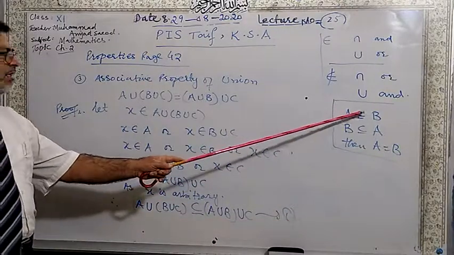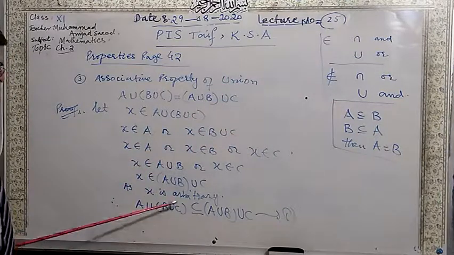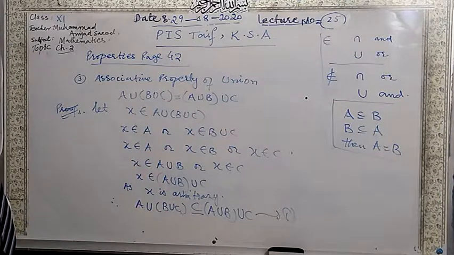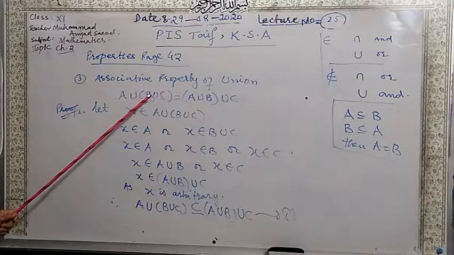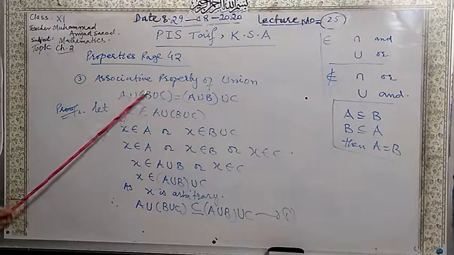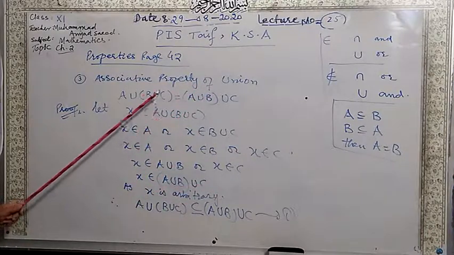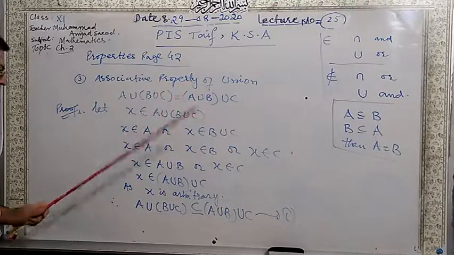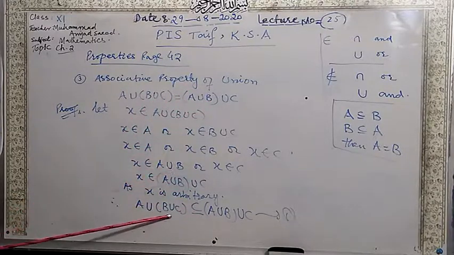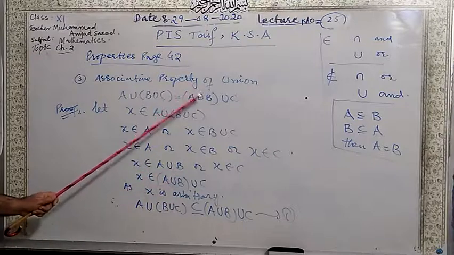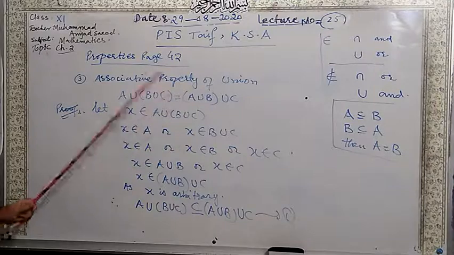A is a subset of B, A contained in B. So you have seen we have taken one member in the left hand side and eventually we got that member in the right hand side. So that's why the left hand side is a subset of the right hand side, because every member is coming in the right hand side.